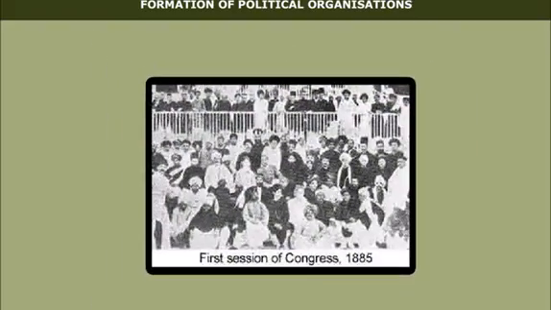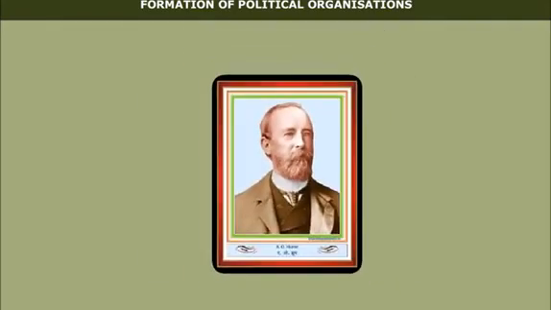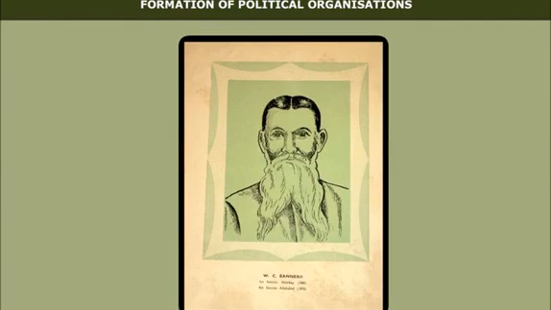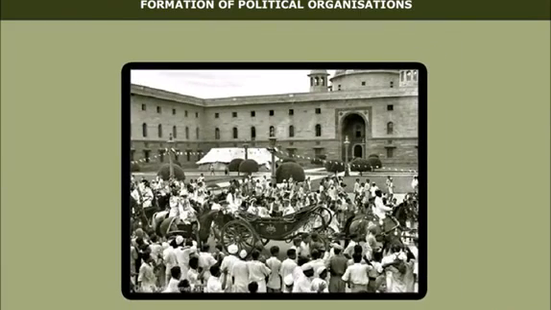The Indian National Congress was founded by A.O. Hume in 1885 and was presided over by W.C. Banerjee. The Indian National Congress represented the urge of the politically conscious Indians to set up a national body to represent the political and economic demands of the people.